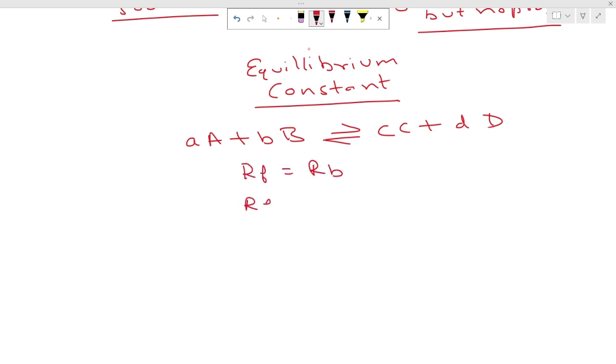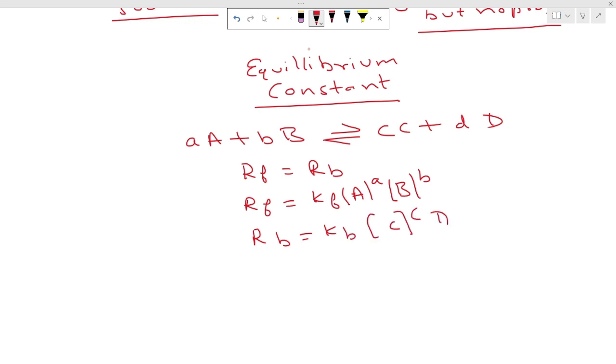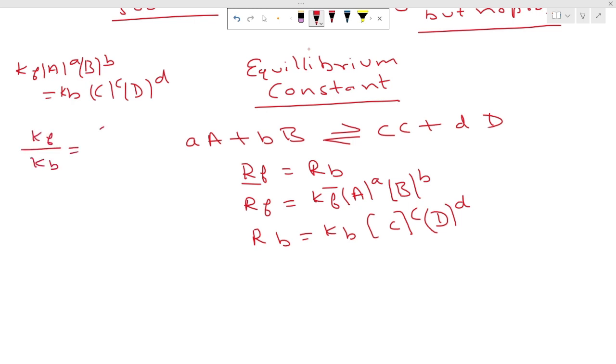The rate of the forward reaction is given by Kf [A]^a [B]^b. The rate of the backward reaction is written as Kb [C]^c [D]^d. Since for equilibrium the forward rate equals the backward rate, if we put both values, Kf [A]^a [B]^b equals Kb [C]^c [D]^d. Now if we rearrange, Kf/Kb equals [C]^c [D]^d divided by [A]^a [B]^b.